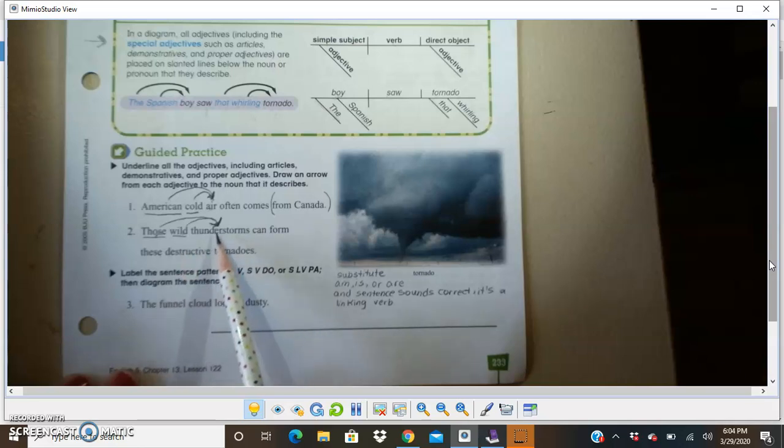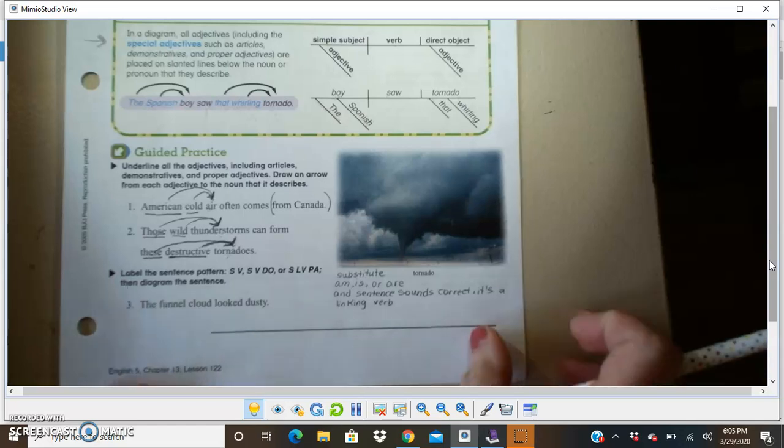So thunderstorms can form what? Tornadoes. Tornadoes is your direct object. Is there anything describing this direct object? Yes. This word right here, these, is a demonstrative. These tornadoes. How about anything else? Destructive. Oops, I was supposed to underline it. Destructive tornadoes. So that describes tornadoes. You have to actually kind of ask yourself questions when you're doing this.